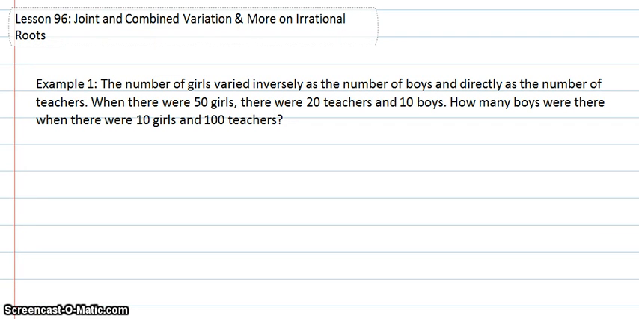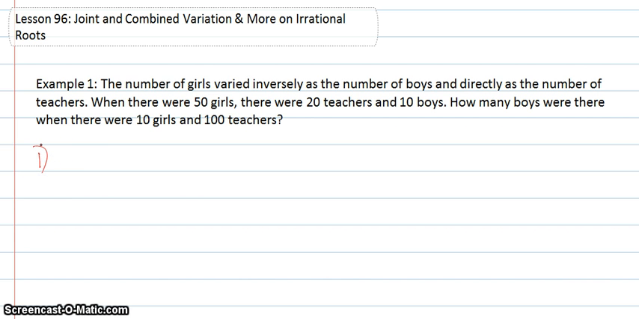In Lesson 96, we look at joint and combined variation and more on irrational roots. In the first example, we have the number of girls varied inversely as the number of boys and directly as the number of teachers. When there were 50 girls, there were 20 teachers and 10 boys. How many boys were there when there were 10 girls and 100 teachers?